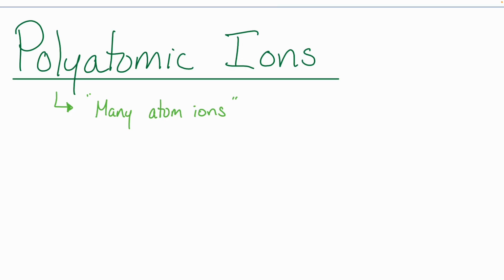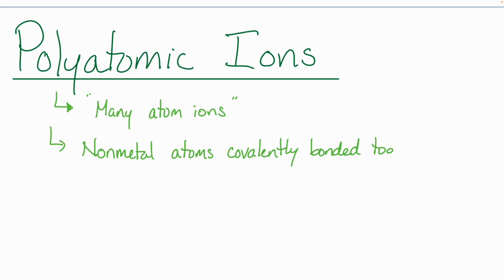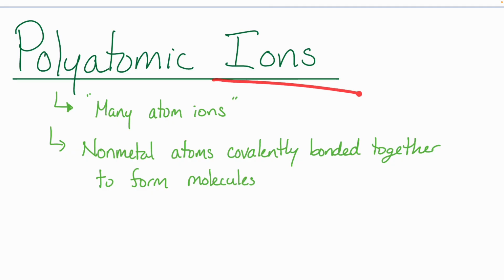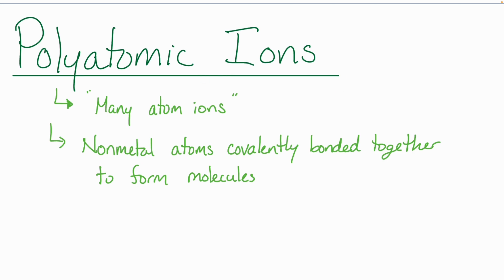All right, in fact, our polyatomic ions, what we're going to see is non-metal atoms covalently bonded together. All right, these form molecules. But what's special about these molecules is that they're actually ions, meaning they have a net charge. So they form molecules with a net charge, aka a charge not equal to 0.